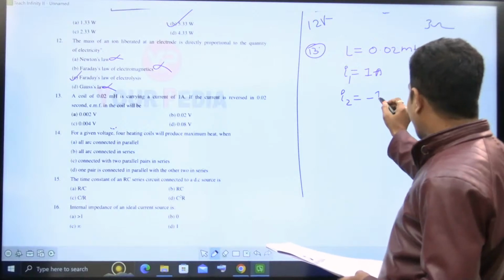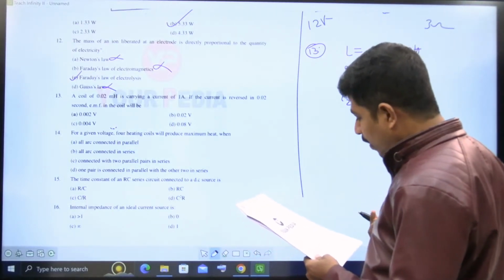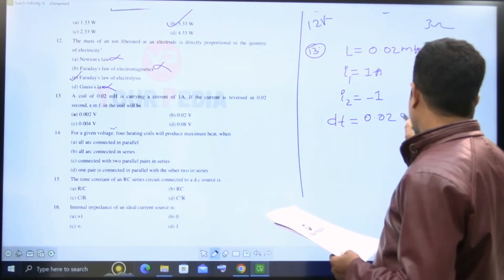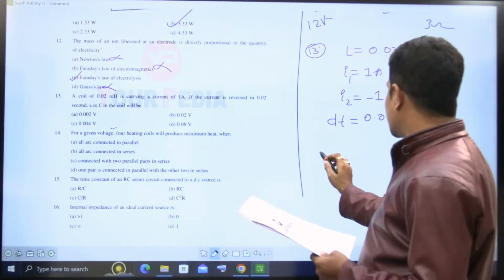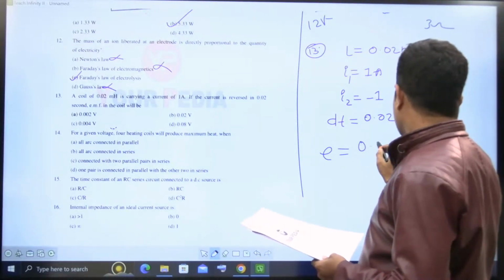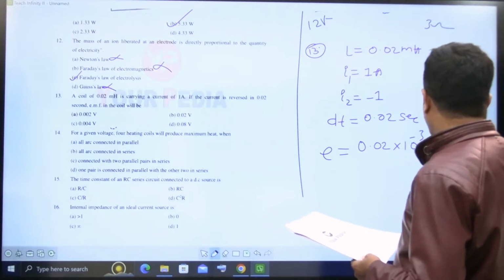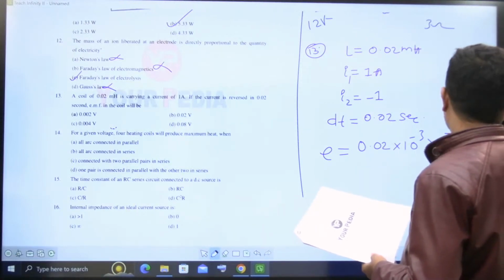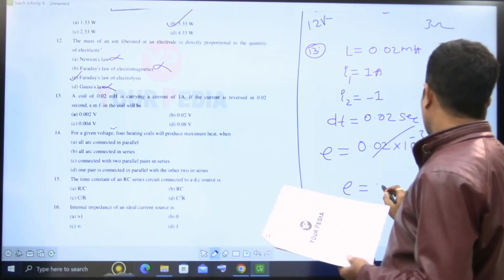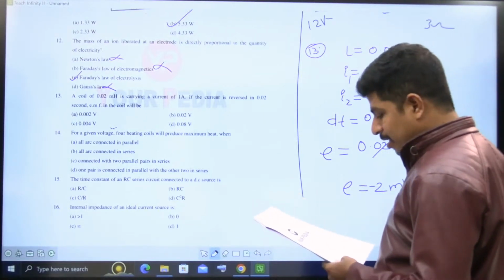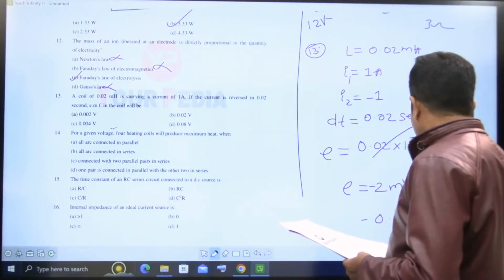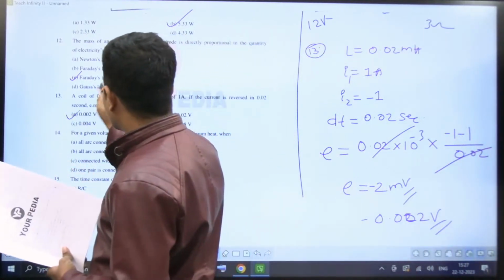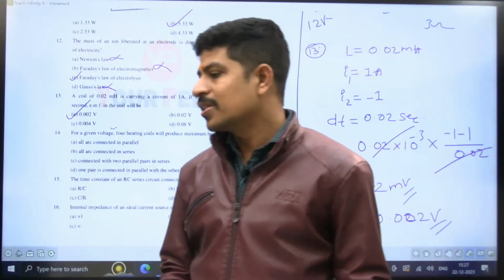He's saying that the current is reversed from 1 to minus 1, within a time of 0.02 seconds. Then what is it asking? The induced EMF, with the previously given formula E is equal to L di by dt. L is 0.02 milli, change in current is I2 minus I1 by dt, which is 0.02. That gives minus 2 millivolt as the answer, that is minus 0.0002 volt, but minus is not there in the options. He considered only magnitude. That's why option A is correct.